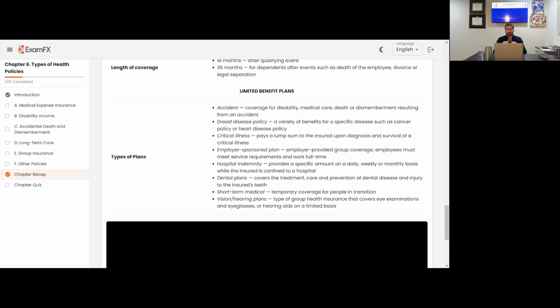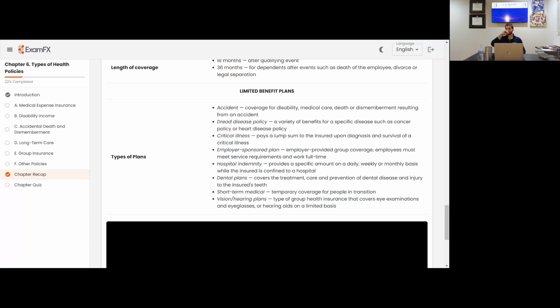Short-term medical is temporary coverage for people in transition, kind of that gap coverage if you need something short-term, if you're going through different employers who have group benefits and maybe you're past the COBRA or whatever it may be, or maybe you didn't qualify for the COBRA aspect. Vision and hearing plans are types of group health insurance plans that cover eye examinations and eyeglasses, and hearing aids on a limited basis. So understand that, guys.